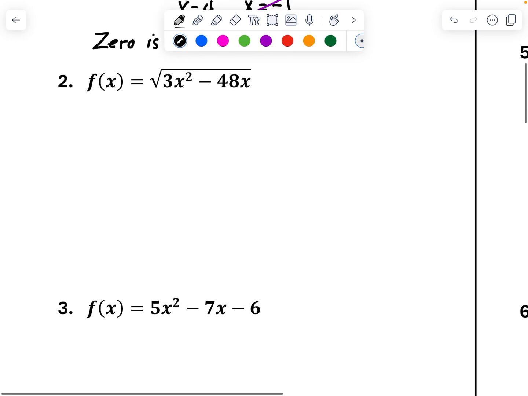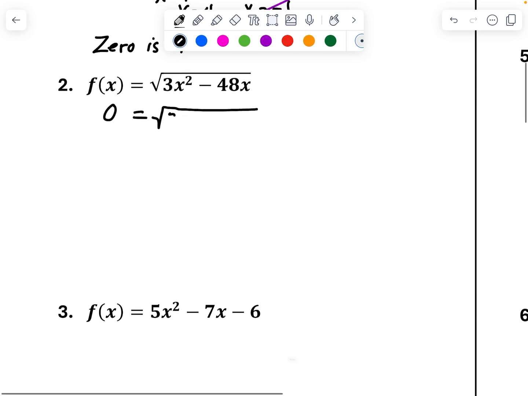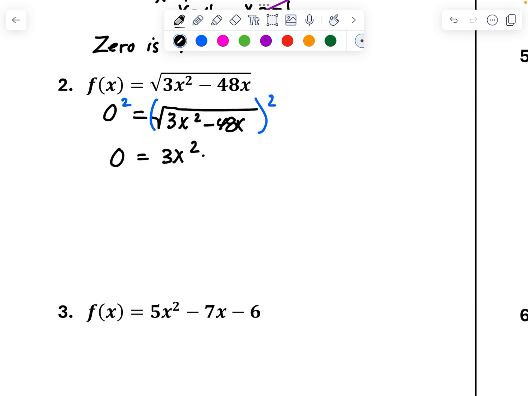Okay, so this next one. We are going to replace f of x with 0. We're going to get rid of the power first, which gives us 0 equals 3x squared minus 48x.